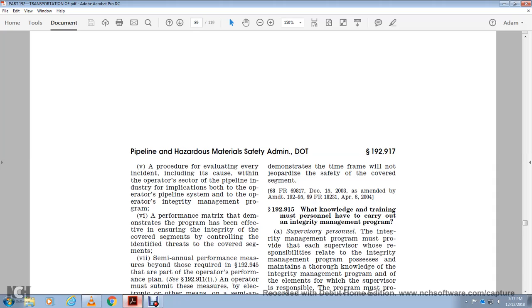Procedure evaluating every incident included within the operator sector for the pipeline industrial applications, both the operator pipeline system and the operator integrity management program, and performance metrics for the demonstration of the program's sufficiency and effectiveness in ensuring integrity of the covered segment by controlling the identified threats for the covered segment.